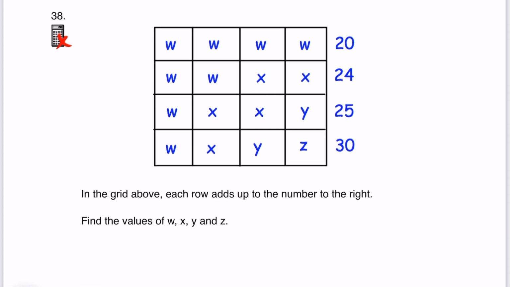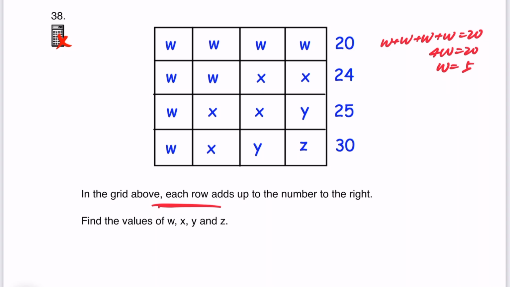For question 38, it says, in the grid above, each row adds up to the number to the right. Find the value of w, x, y, z. Based on the question, we need to focus on each row and then try to write out an equation out of that. Let's start with the first one. In the first row, we got w, w, w, w. That means w plus w plus w plus w equal to 20. Simplify it a bit further. 4w equal to 20, which is why w equal to 20 divided by 4, which is 5.